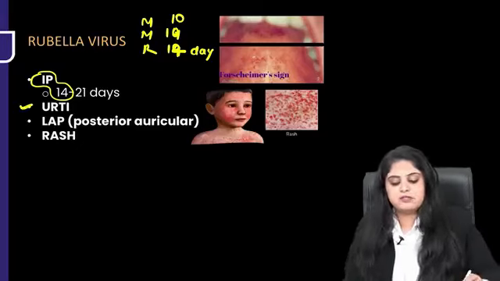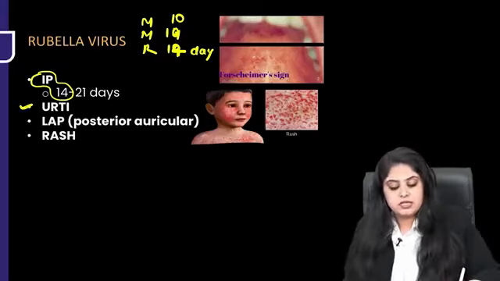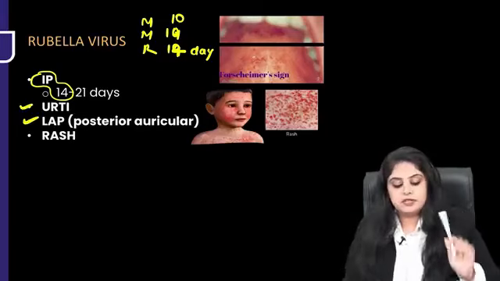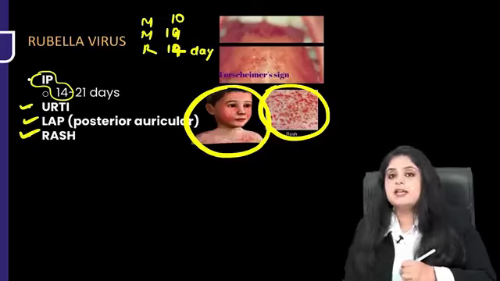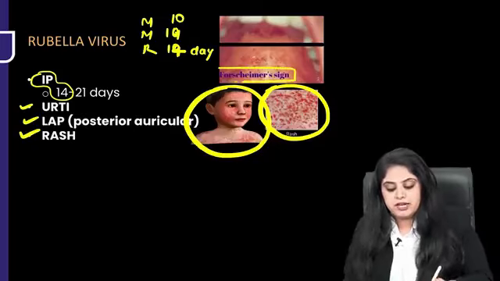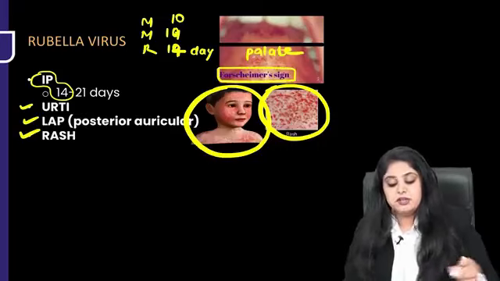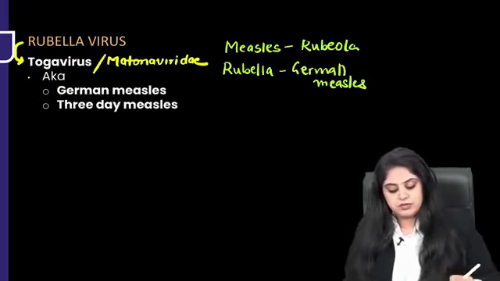What all do these patients have? First and foremost, it's an upper respiratory tract infection. There is a post-auricular lymphadenopathy. There is a rash that you can see in these patients, and you can see some pinkish red spots on the palate. What are those spots? Forchheimer spots, and that is what I was telling you.